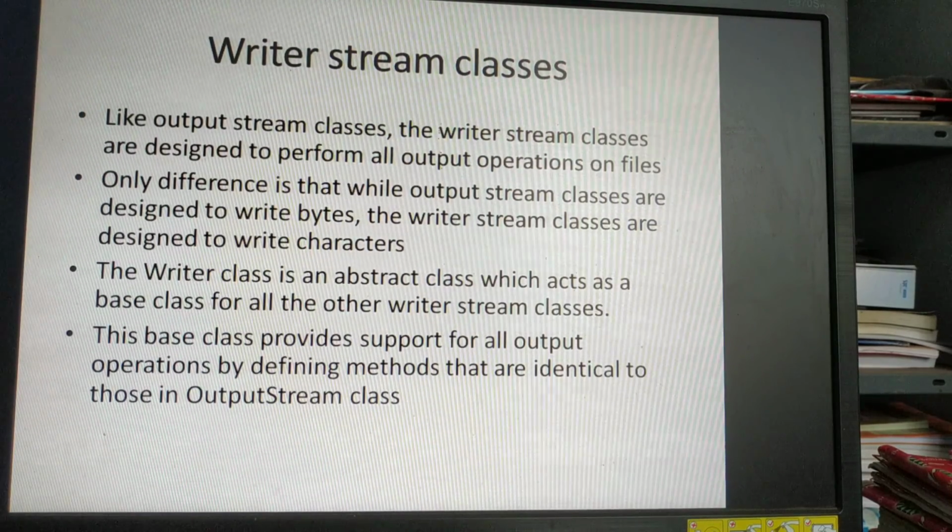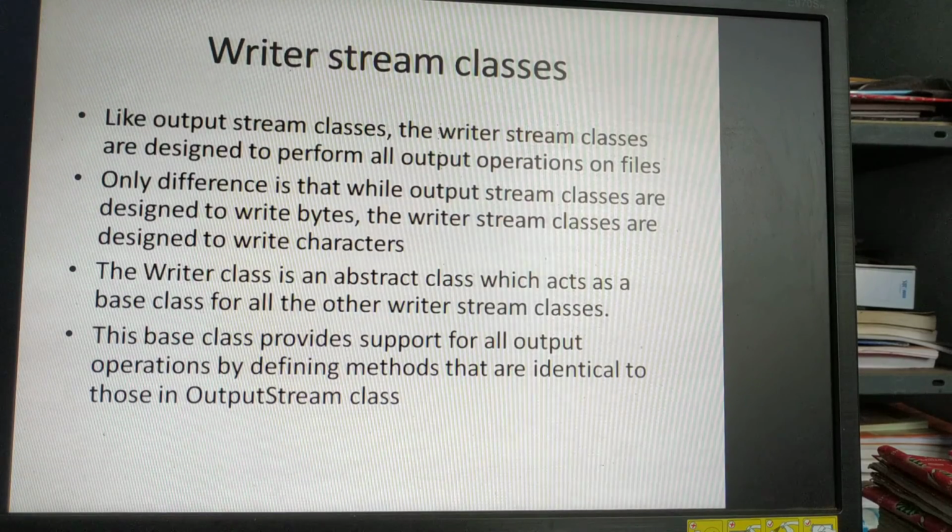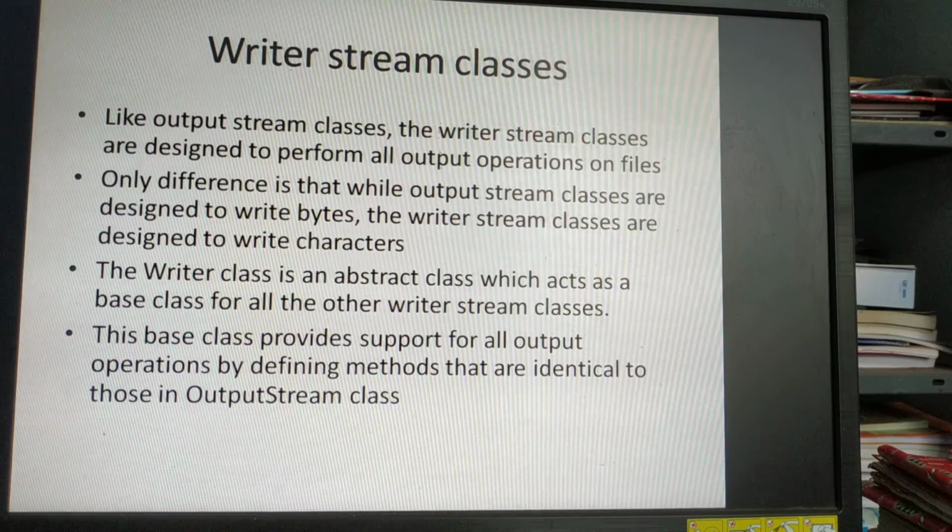Similarly, we have the writer stream classes. Like output stream classes, the writer stream classes are designed to perform all output operations on files. Only difference is that while output stream classes are designed to write the bytes, the writer stream classes are designed to write the characters. The writer class is an abstract class which acts as a base class for all the other writer stream classes. The base class provides the support for all the output operations by defining the methods that are identical to those in output stream class.